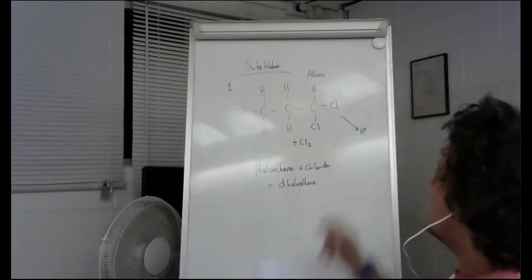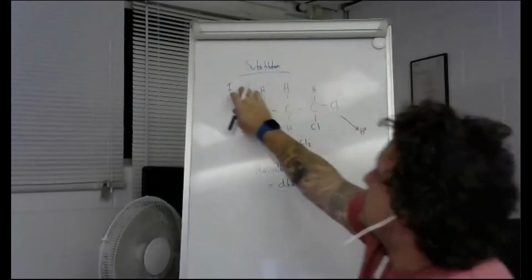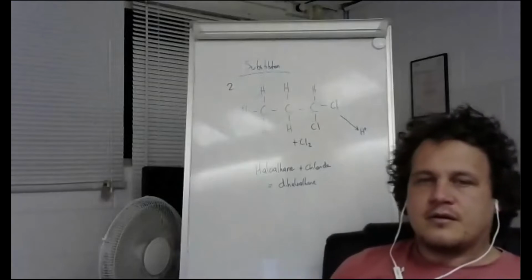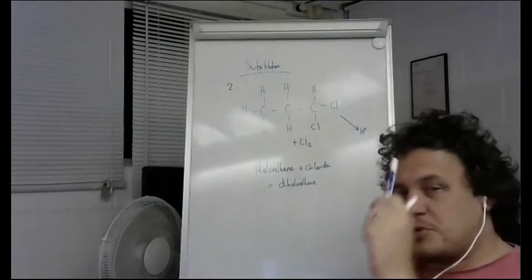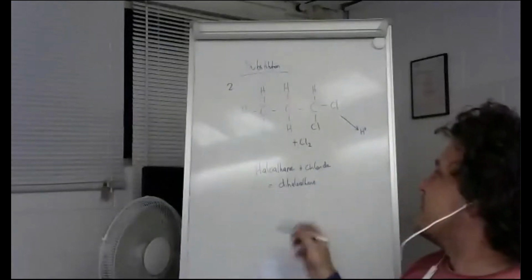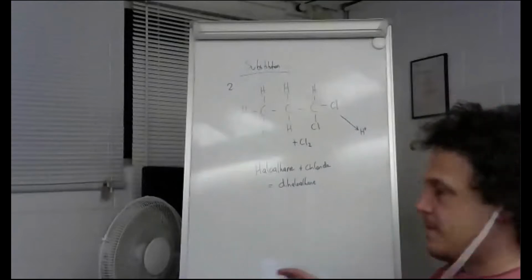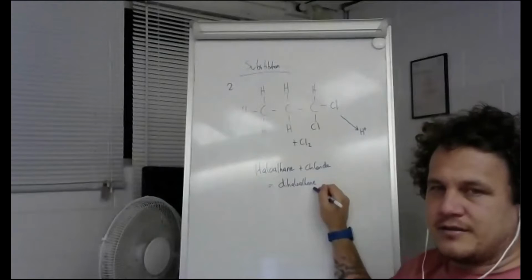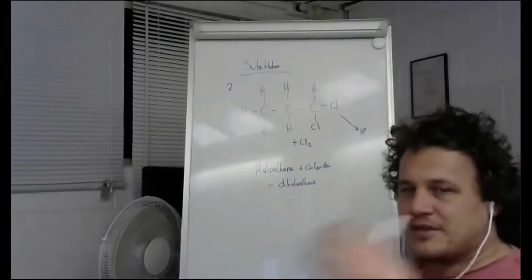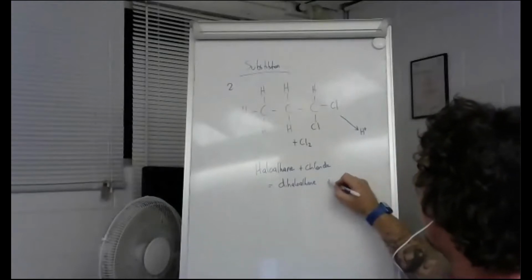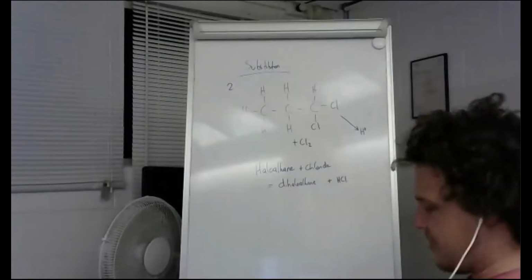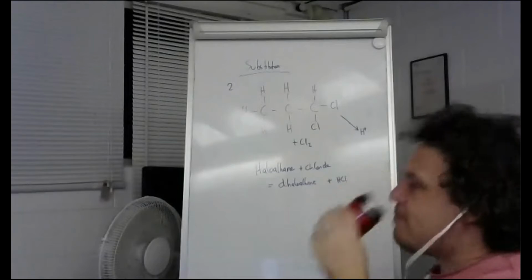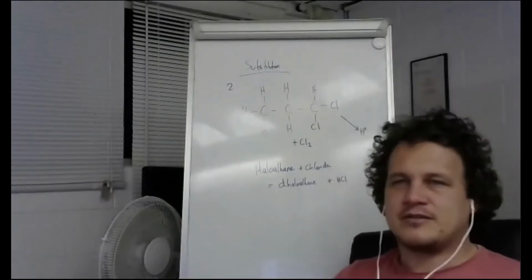So the halo alkane, or reaction number 2, halo alkane plus another halogen, could be chlorine, it could be anything from group 7. We get a dihalo alkane. And then I'm not going to keep going, but we can continue this. And we also, again, have HCl as a byproduct, hydrochloric acid. Is that making sense to everybody so far?